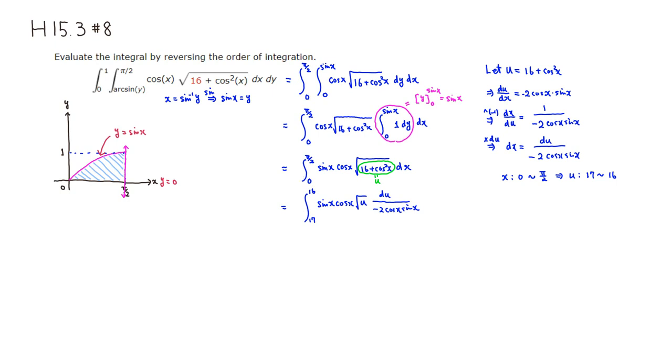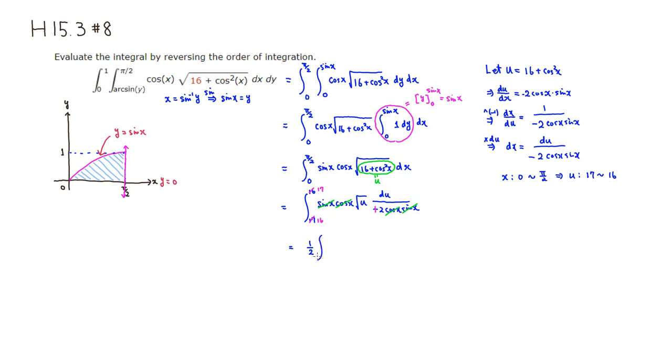Right, so one thing you can do is we can use this negative sign to turn it into positive. Then we can switch the lower bound and upper bound. So this is going to be 16 to 17, right? And also we can cancel sine of x on top and sine of x on the bottom, cosine of x on top and cosine of x on the bottom. So what you get is, let's see, 1 over 2 is just a number, so I'm going to put it out here.